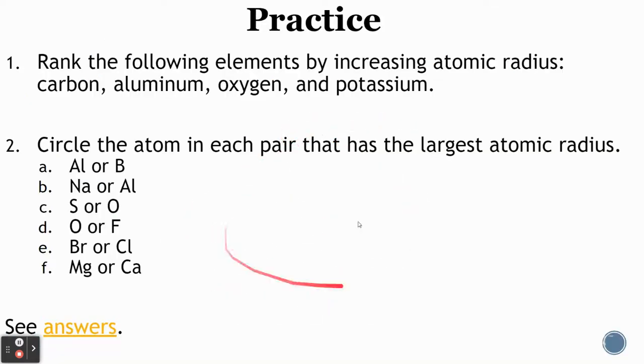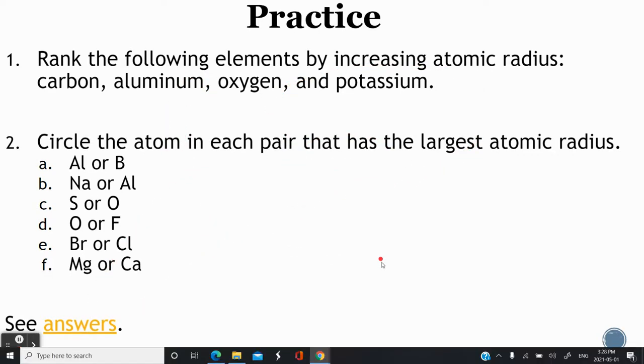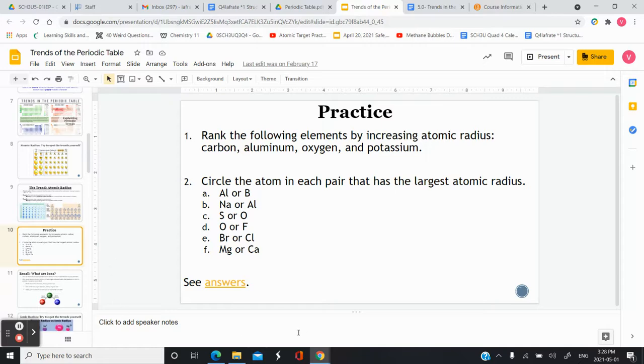And so we'll do some practice problems together. These two practice problems here, you can try them yourself. Pause the video, try it yourself, and then check your answers. You can also check the answers over here as well, but I'll be going over this with you to make sure you understand the concept of the atomic radius.